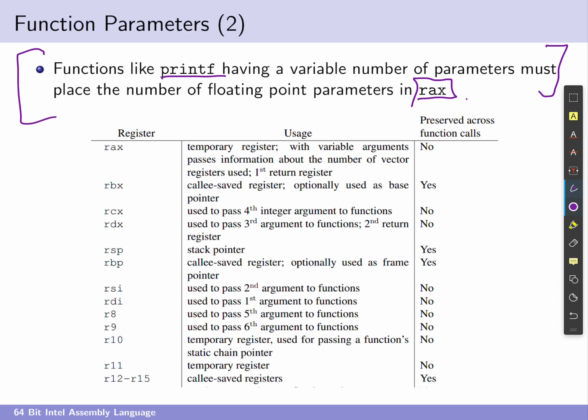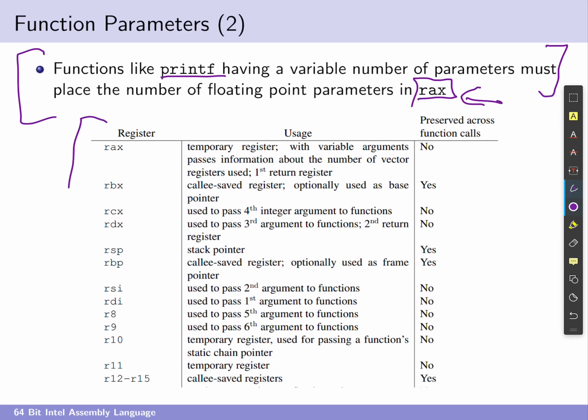I make explicit mention of it because you'll see as we go forward, we will start making use of some C functions directly, such as printf and scanf. And in that context, you will often see us setting rax to 0 because we have no floating point parameters. So it's just so that you understand why we're making that decision.